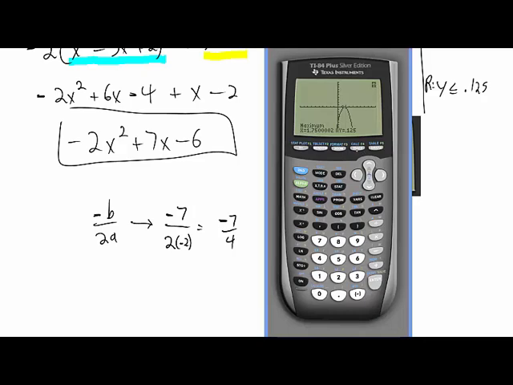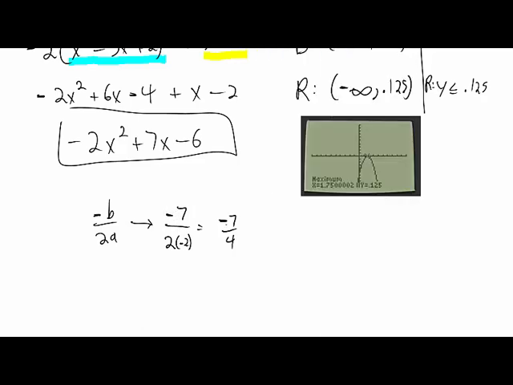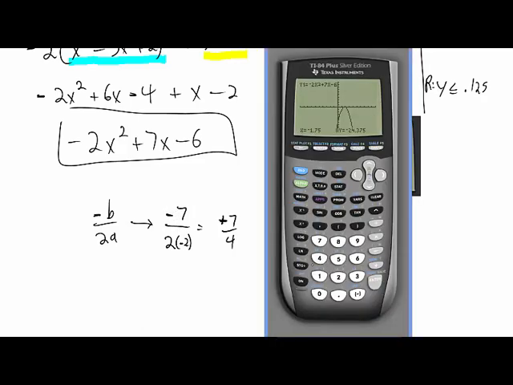So you could go to second, your value. If I plug in -7 over 4 into my, oops, actually it should be +7 over 4 because it's negative b over 2a. I forgot to cancel out these two negatives here. So it's +7 over 4.